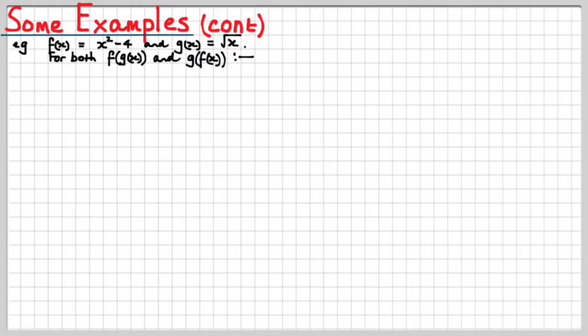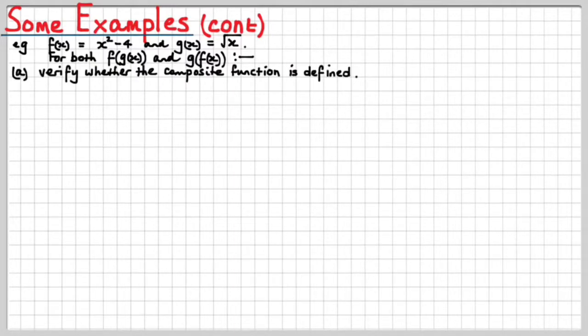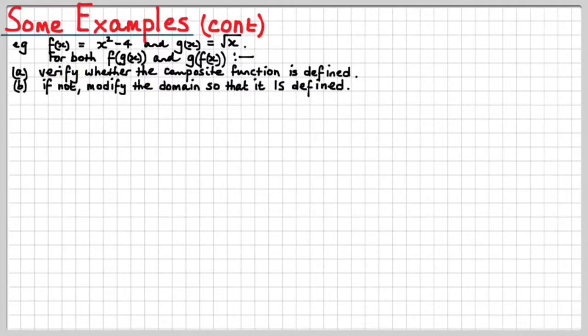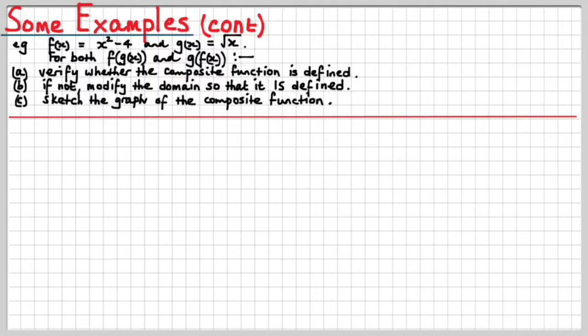So, for both f of g of x and for g of f of x, what do we have to do? Firstly, we have to verify whether the composite function is defined. Secondly, if not, modify the domain so that it is defined. And thirdly, we have to sketch the graph of the composite function. Wow! So this should really help us to understand how these things work, okay? That's the purpose of the question.